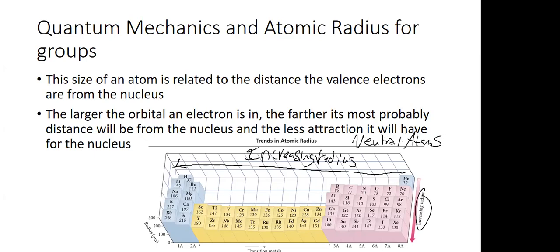As you go down the periodic table, neutral atoms get bigger. As you go to the left on the periodic table, neutral atoms get bigger. So Rb, which is in the bottom left of the periodic table, is going to be your biggest. And then helium, which is in the top right, is going to be your smallest. So that's the trend of atomic size in the periodic table. A relatively simple trend there.